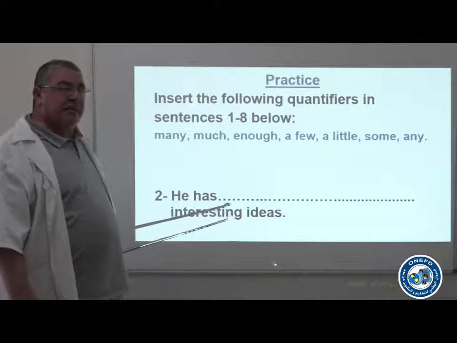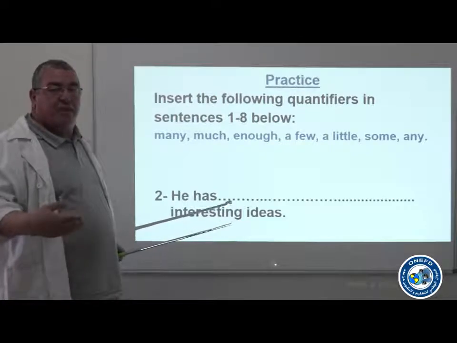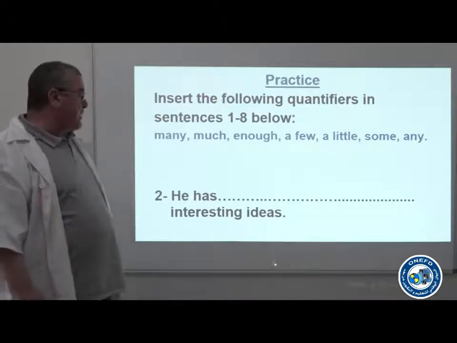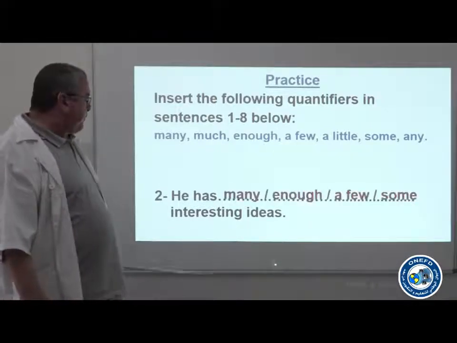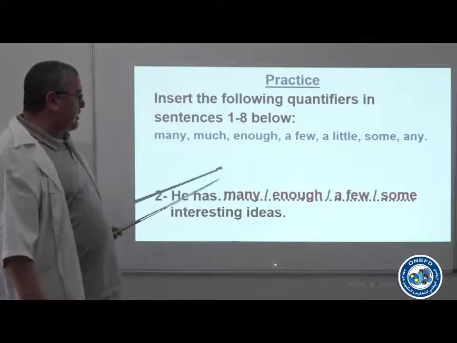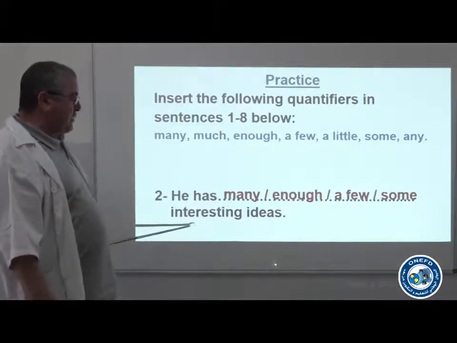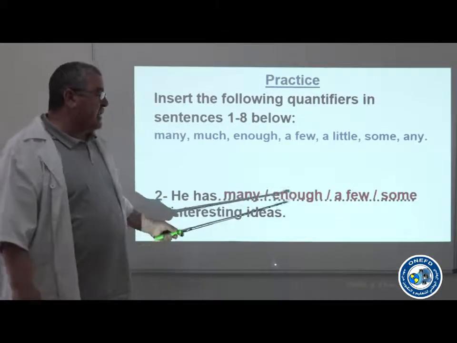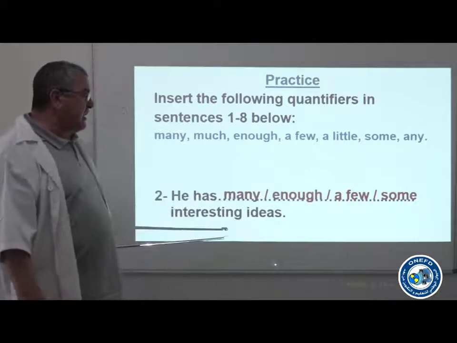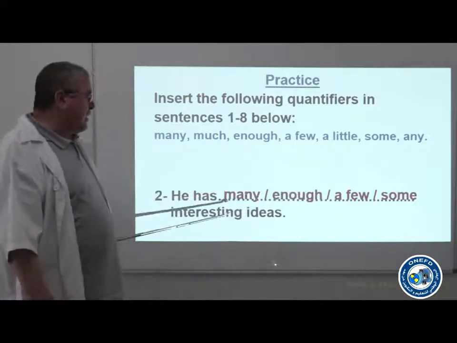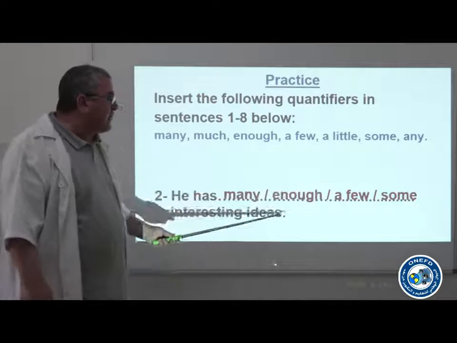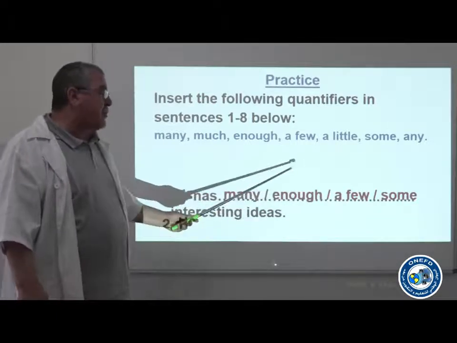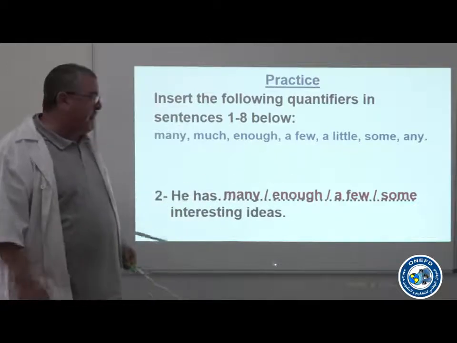Keep in mind that sometimes there are more possibilities than one. You can choose many other possibilities. As you see, we can say he has many interesting ideas, he has enough interesting ideas, he has a few interesting ideas, and he has some interesting ideas. Enough means the good number or the good quantity of something.